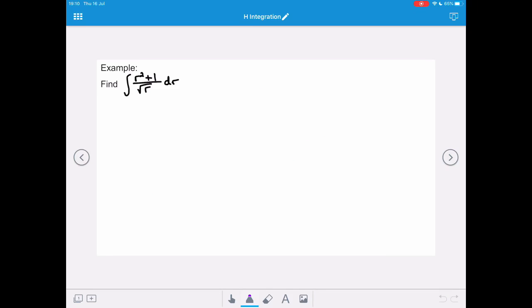So for the next example, we want to find the integral of (r squared plus 1) over the square root of r with respect to r. So firstly, we need to resolve the fractional indices. We know that the square root of r is r to the power of a half, so we can rewrite that numerator as r to the power of 4 over 2 plus r to the power of 0 over 2, all over r to the power of a half, and that's our integrand with respect to r.